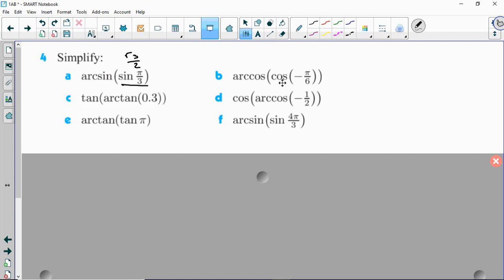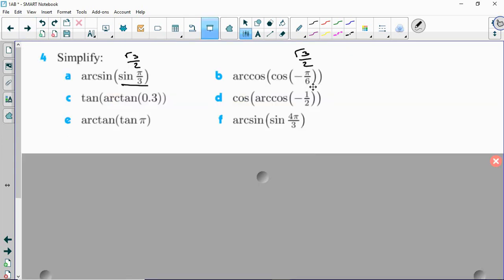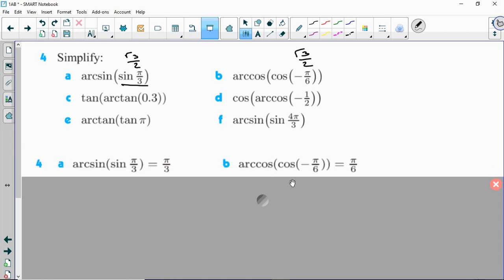Arccos of -π/6. So what is the cosine of negative pi over 6? Well, that's also root 3 over 2. The problem is that when I take root 3 over 2 and check my arc cosine curve, I'm getting a positive value out. I'm not going to get negative pi over 6. Instead, I'm going to get the angle in the first quadrant that has a cosine value of root 3 over 2, and that's going to be positive pi over 6. So it's not just as simple as these two canceling out.